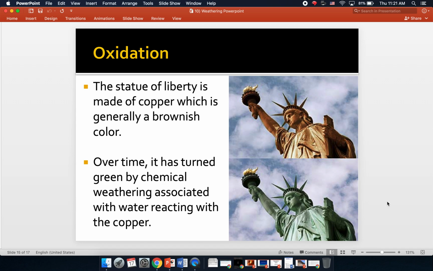the copper. There are some ornamental pieces on some fancier houses, and they're made of copper, and they're purposely intended to oxidize and have that cool looking green color over time.